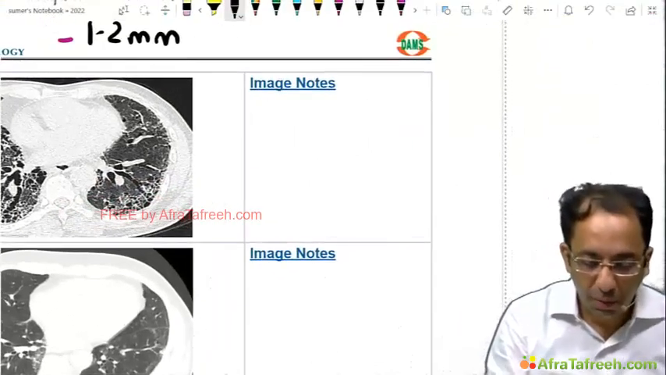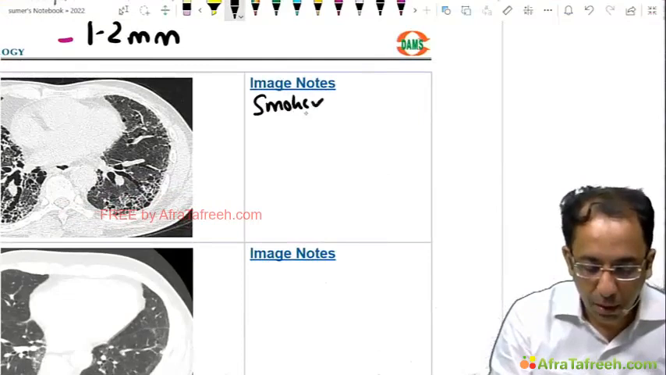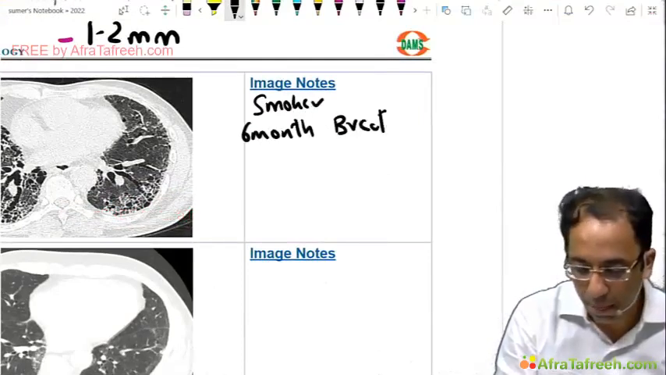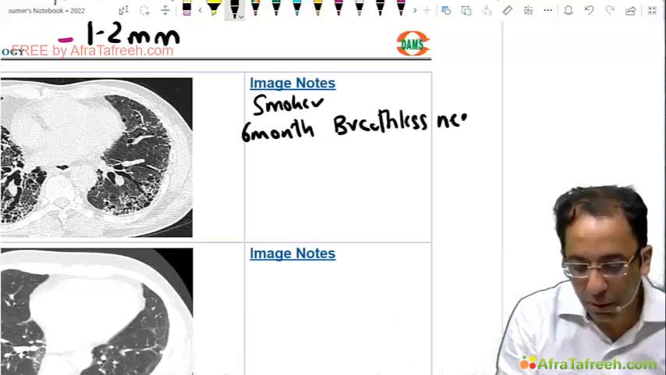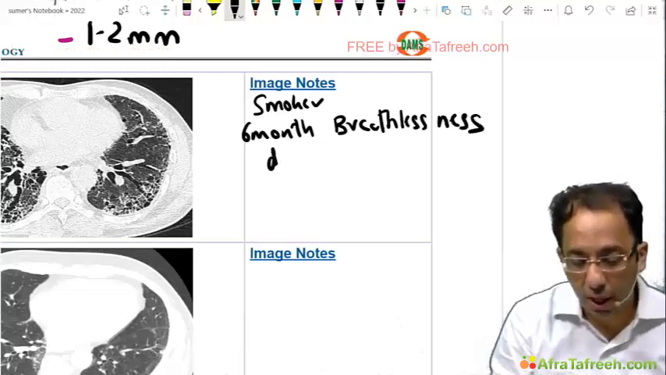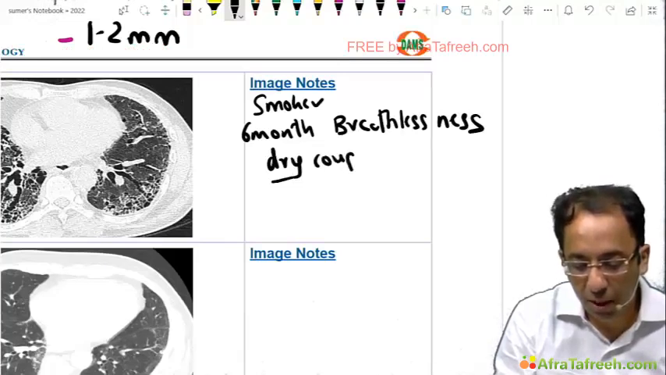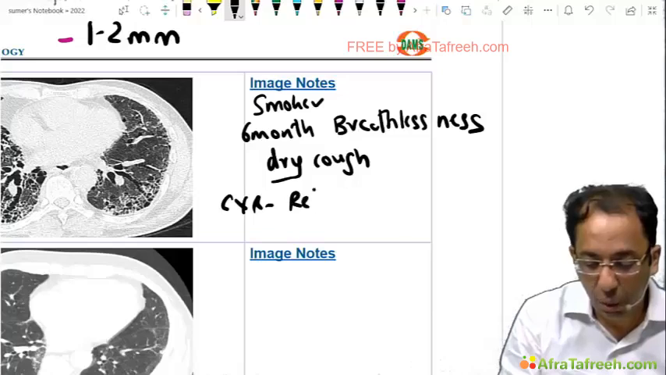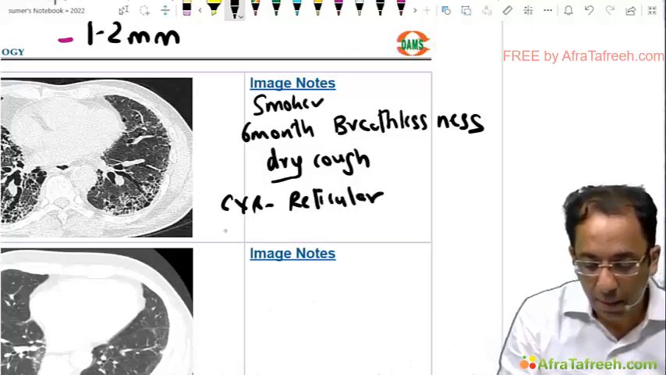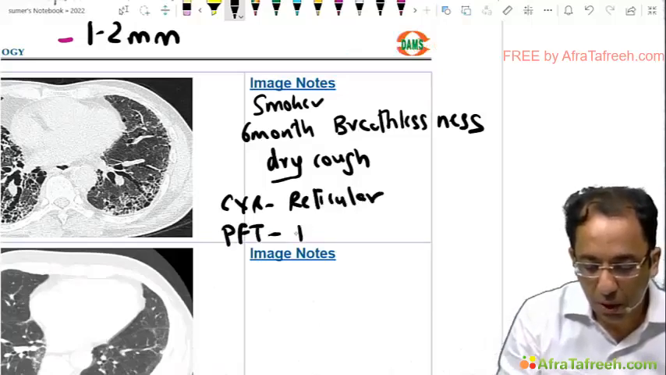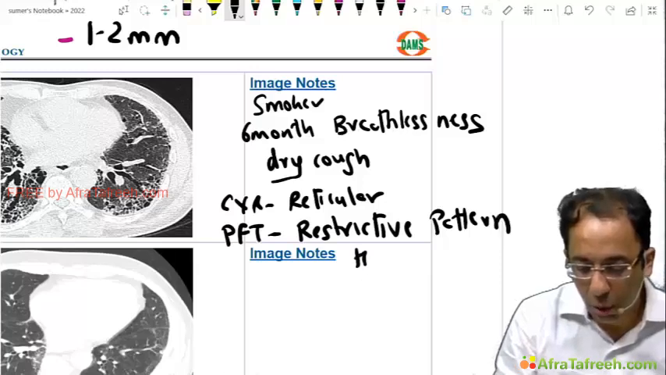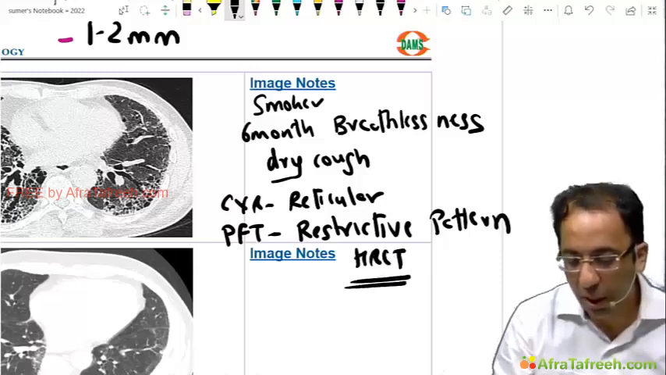Okay, suppose you have a patient who is a smoker with a chronic history of breathlessness, a 6-month history of breathlessness and dry cough. So it is a non-productive dry cough. The chest X-ray has a reticular appearance. Pulmonary function test or spirometry is showing a restrictive pattern. You have advised HRCT for characterization.